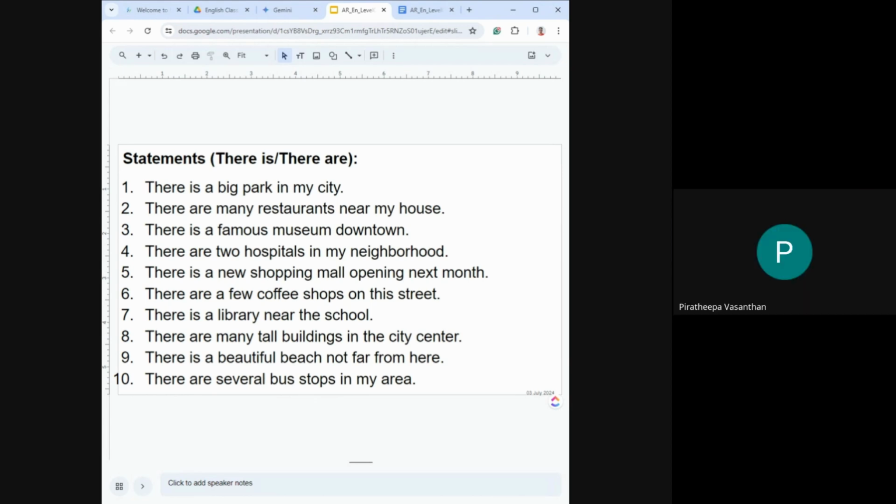Thank you. There is a big park in my city. There are many restaurants near my house. There is a famous museum downtown. There are two hospitals in my neighborhood. There is a new shopping mall opening next month. There are a few coffee shops on this street. There is a library near the school. There are many tall buildings in the city center. There is a beautiful beach not far from here. There are several bus stops in my area.